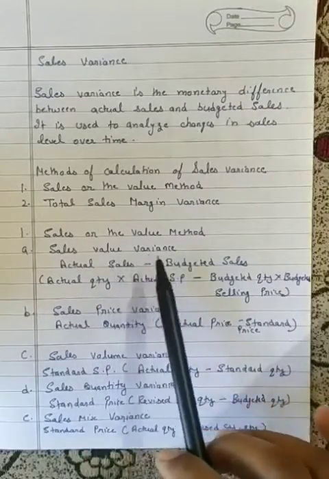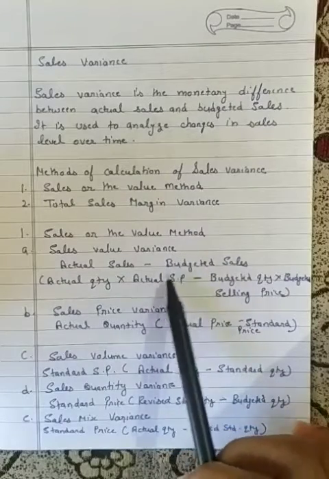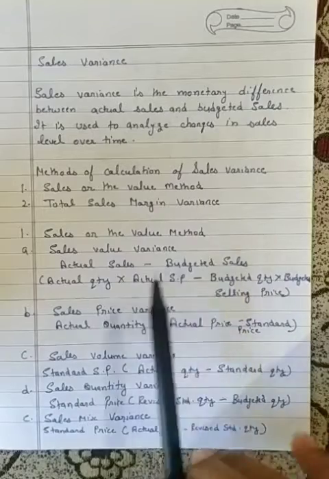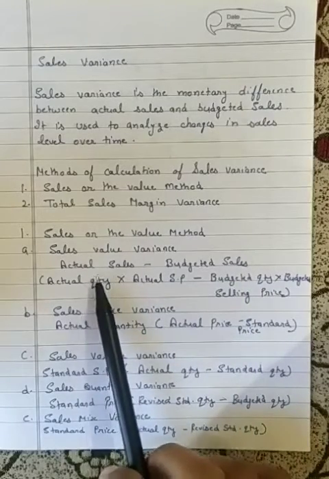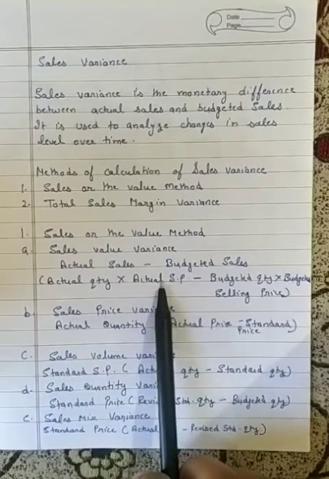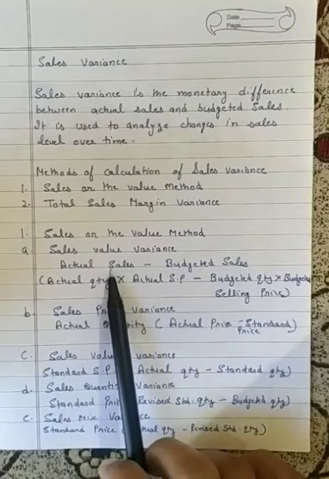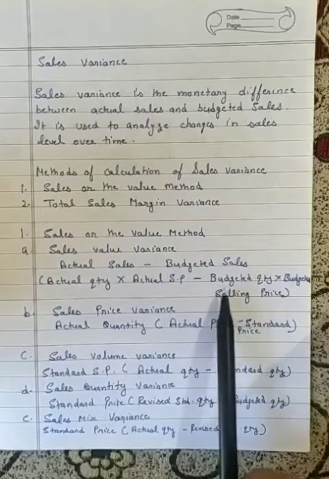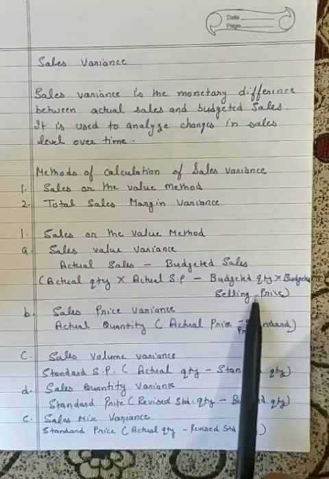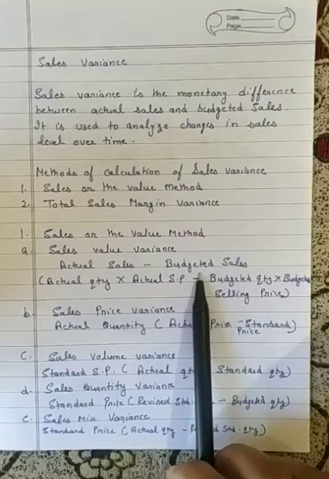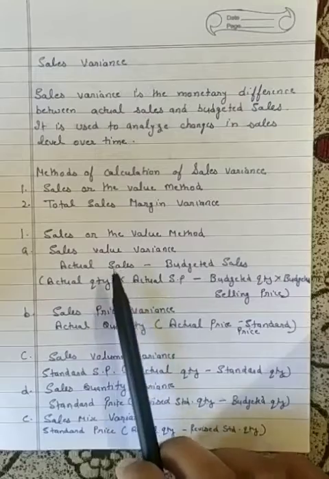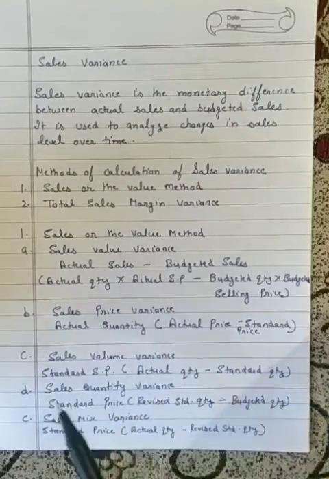Sales value variance is a variance which arises because of the difference between the actual sale and the budgeted sale. Now how do you calculate the actual sale? You multiply the actual quantity with the actual selling price and you get the actual sale. Then you multiply the budgeted quantity with the budgeted selling price and you get the budgeted sale. When you subtract the budgeted sale from the actual sale, you get the sales value variance.